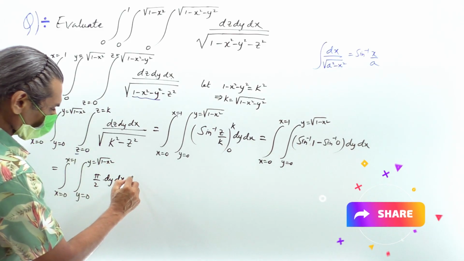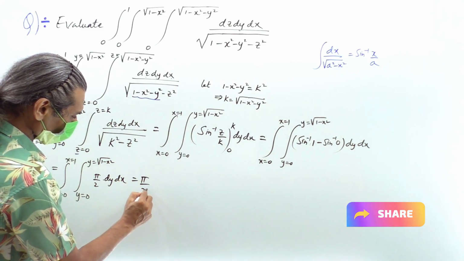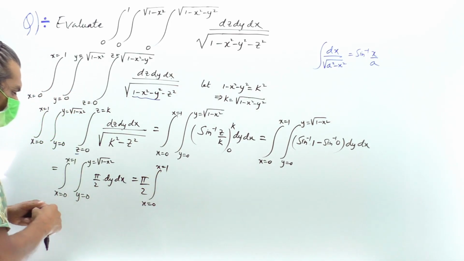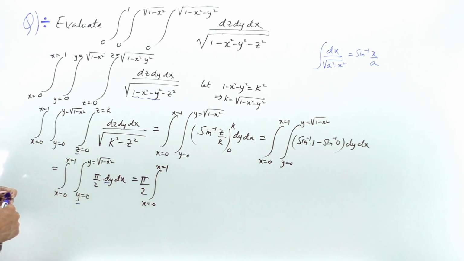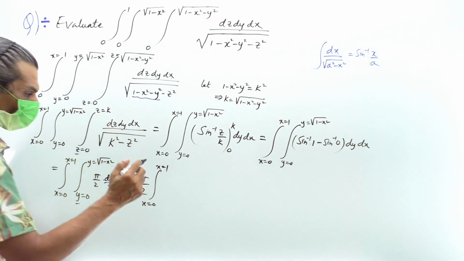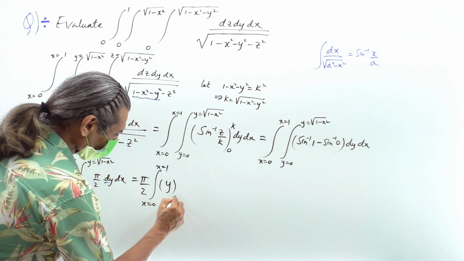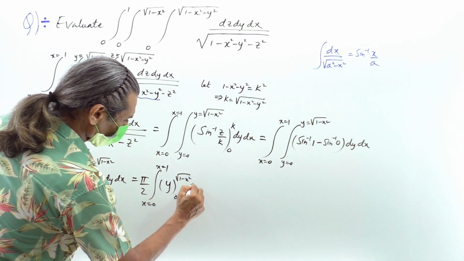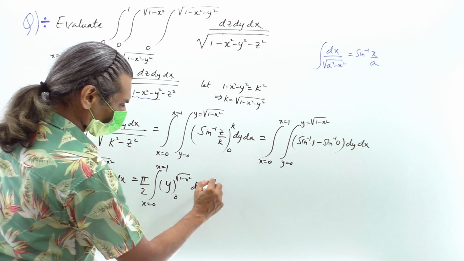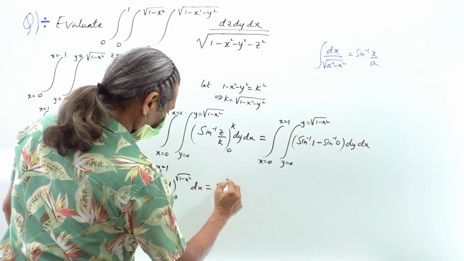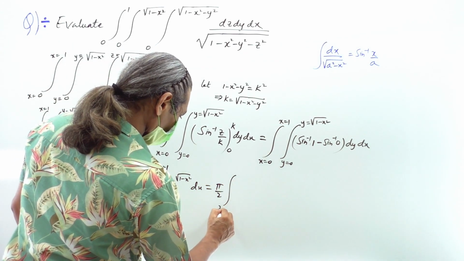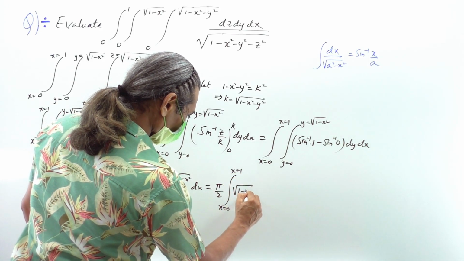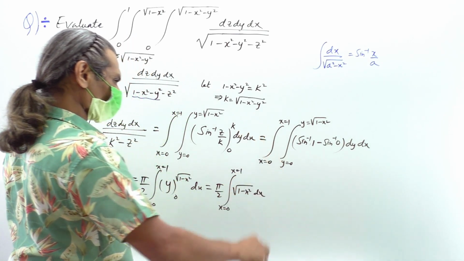Now I will take this pi by 2 outside. We will do directly here, simple integration, x equals 0 to x is equal to 1. Now we will integrate with respect to y. See, pi by 2 is constant, taken outside. Integration of one dy is y only. So y from 0 to what's the upper limit? 1 minus x square into dx. So what remains? We have pi by 2 into the integral from x equals 0 to x equals 1 of root of 1 minus x square dx.